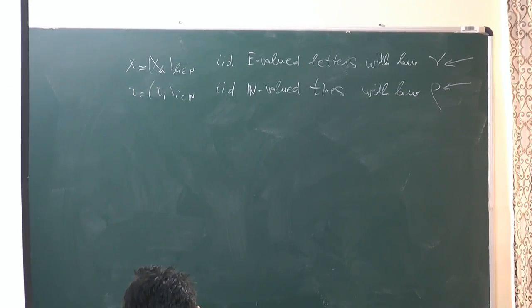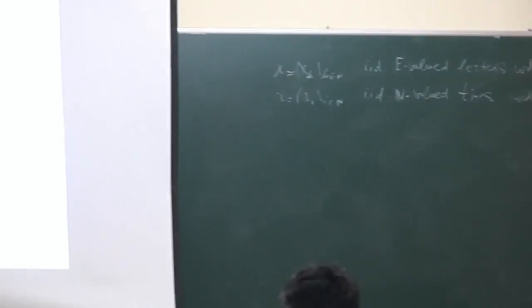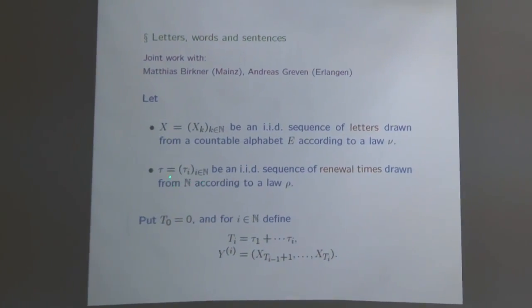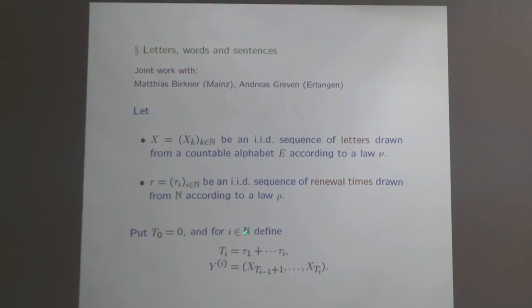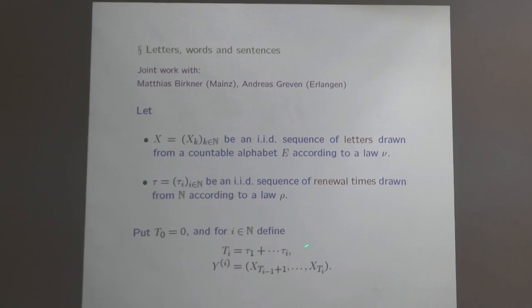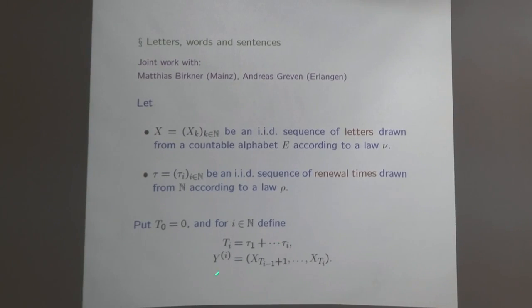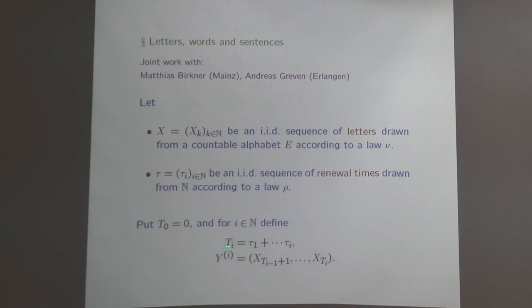And then what I'm going to do is define a sequence of times which are just the successive sums of these times. So t_0 is 0, and for every i, t_i means the sum of all the first i tau_i's. There's a plus sign missing here. And then I'm going to introduce something that I call the ith word. The ith word is just going to look at what this sequence looks like between time t_{i-1}+1 until time t_i.